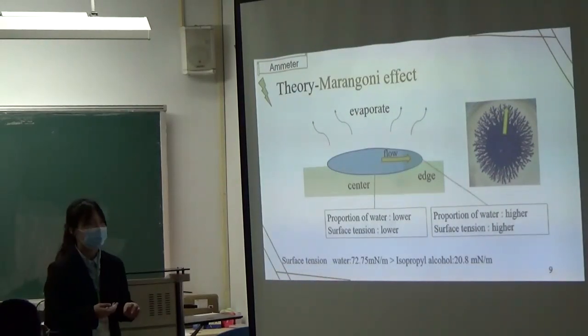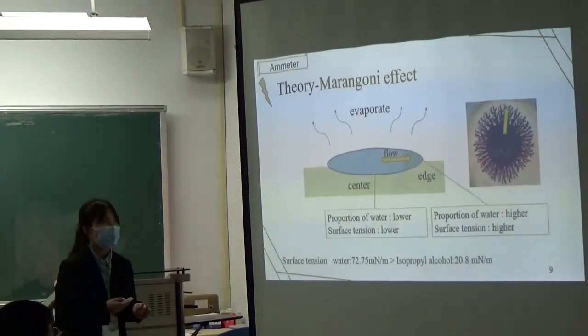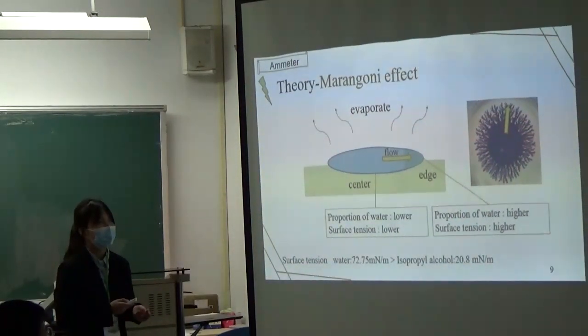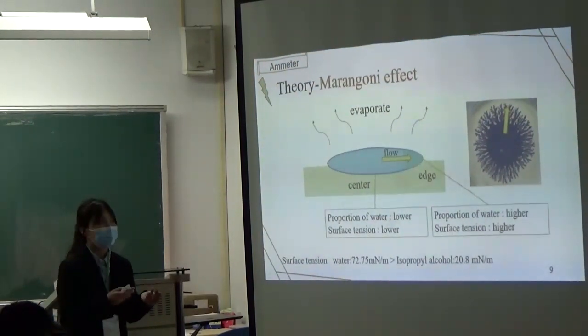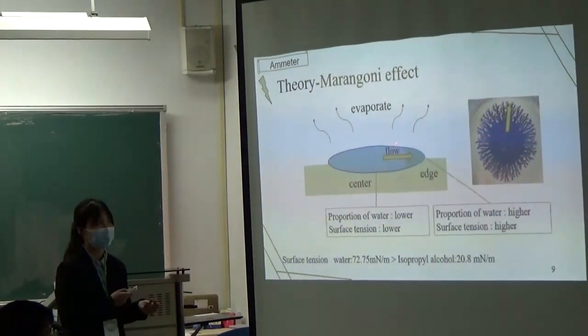And here is the Marangoni effect. Because IPA evaporates very easily, and the evaporation occurs from the surface, the edge has the side and top surface, so it will evaporate faster than the center, because the center only has the top surface.